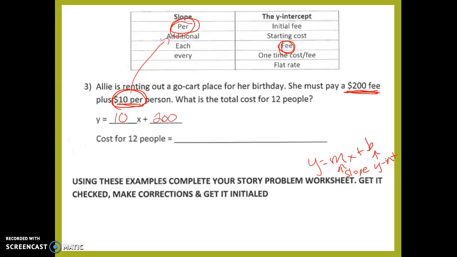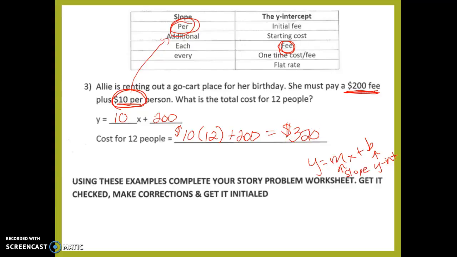And then my question asks me, what's going to be the cost for 12 people to attend this party? So I'd have to do $10 per person, and there's 12 people, so $10 times 12 people plus $200 just to kind of reserve the place. So 10 times 12 is 120 plus 200 is $320.